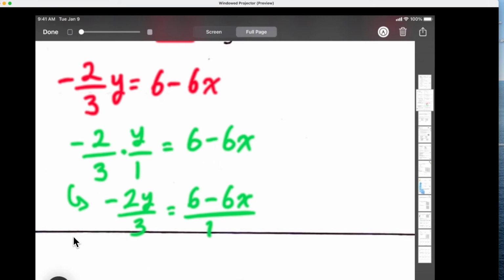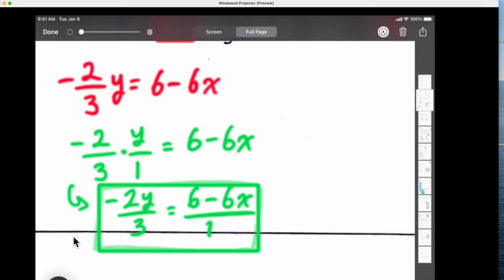Okay, now what do we have, folks? We have two fractions facing each other with an equal sign. That is a license to cross multiply. This is a little trickier, but nothing we can't handle. Let's get rid of this.